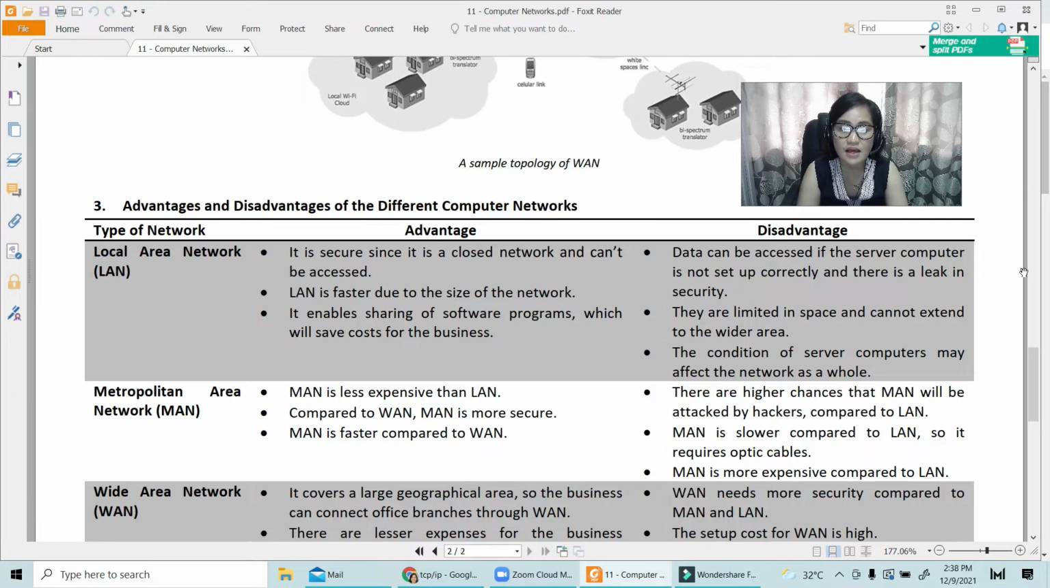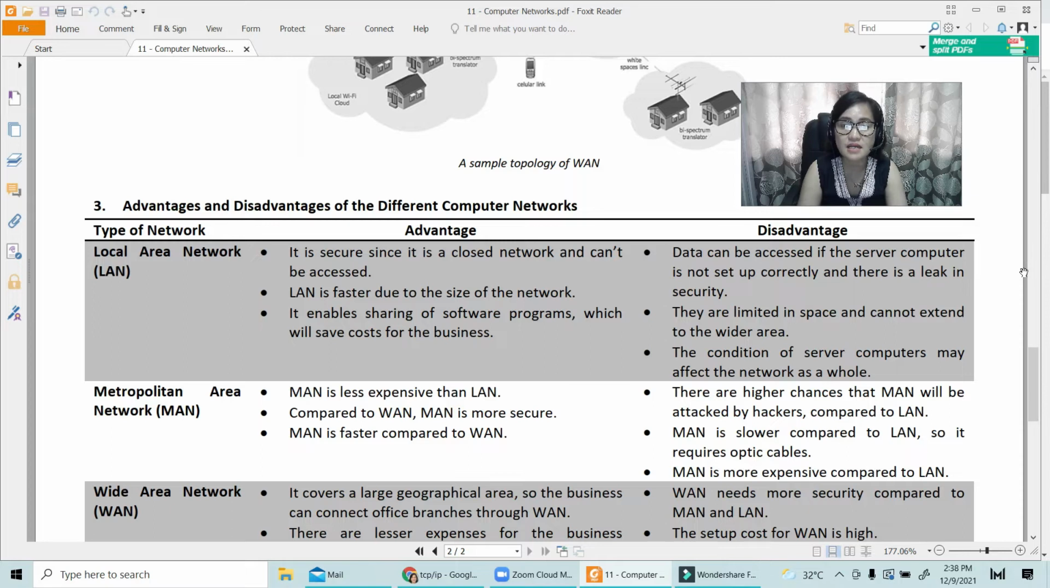And then LAN is faster due to the size of the network. Of course, LAN is faster because it's direct, it is wired, and it is locally transmitted only, local transmission of the network only. And then it enables sharing of software programs, which lowers the cost for the business.